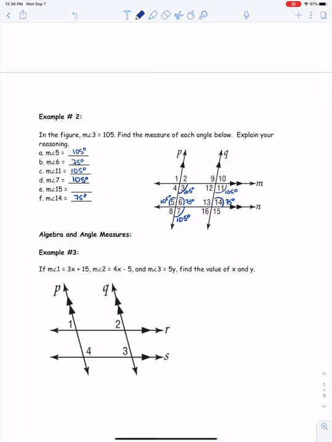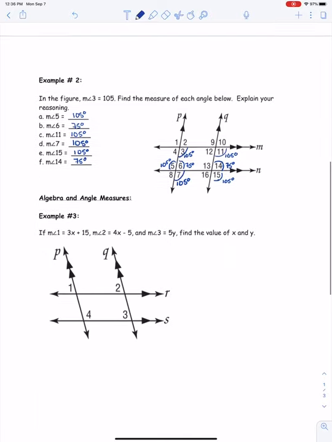Okay, now look at angle 11 and angle 15. They are corresponding as well. So they are going to be congruent, which means that angle 15 must be 105 degrees as well. Okay, everybody good? Okay, so let's go to our next problem.